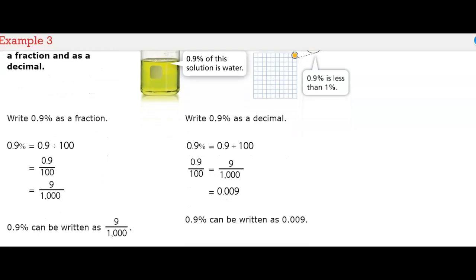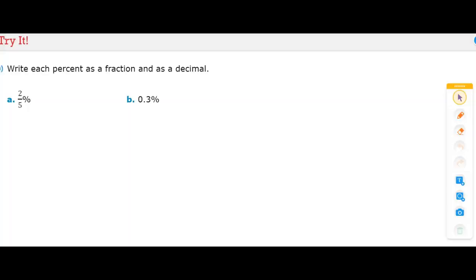9/10% can be written as 9 over 1,000, and then as a decimal, once again, you're dividing it, and then you take the 0.9, and as I told you in the last example, if you move it to the left, you will get it to be a decimal, and you move it 2 places to the left. That gives you 2 zeros in front of the 9, and then that's your decimal. So let's take a look at doing this for these. So it says to write each as a fraction and a decimal.